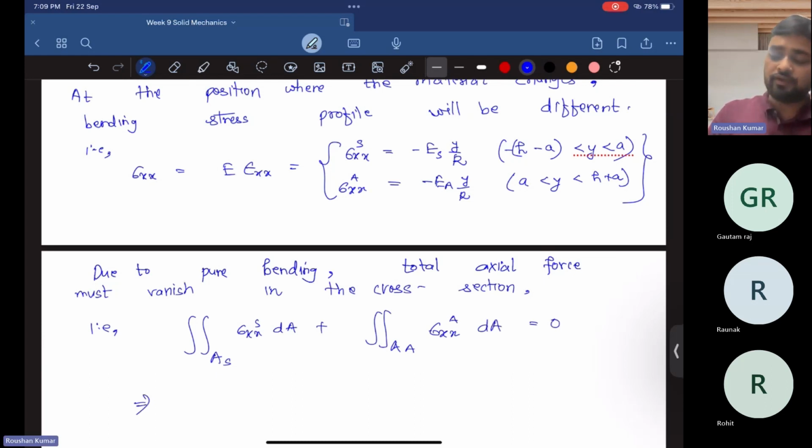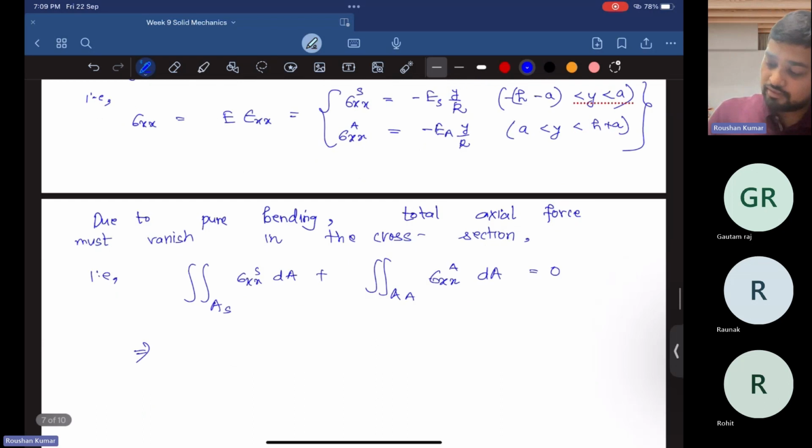And here we know the value of sigma xx for aluminium and steel, so I directly put in those formulas: minus Es upon r, integral from minus h minus a to a, y dy, where the area element is given by y dy, plus minus Ea upon r, integral from a to h plus a, y dy, equal to 0.